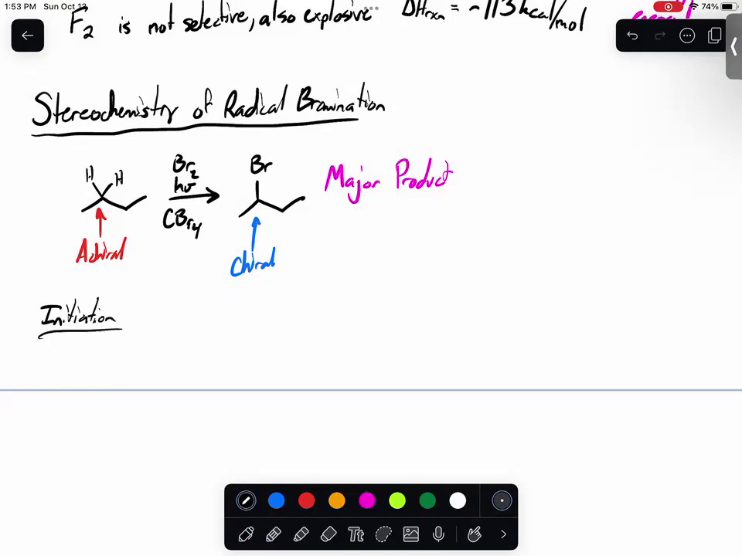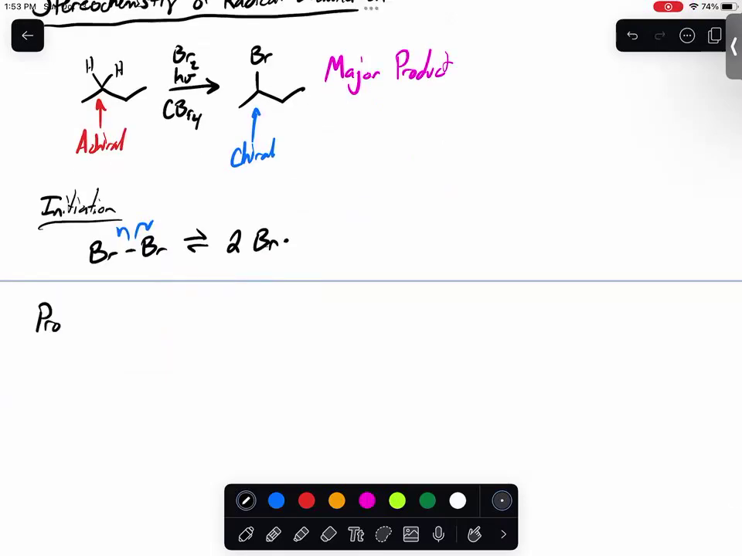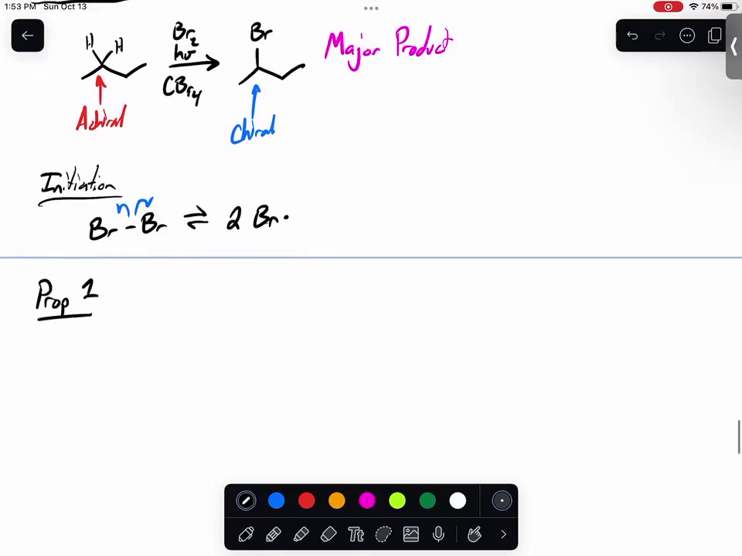For initiation, it's just bromine splitting apart. This isn't going to make a difference for our stereochemistry because we haven't created a chiral center yet. The second step, which is propagation one: one of those hydrogens is going to be pulled away by a bromine radical, it's going to form a bond to it, and then we get the carbon-centered radical plus HBr. So at this point, we have now affected the stereochemistry, because now we've taken away one of those groups that is the same.